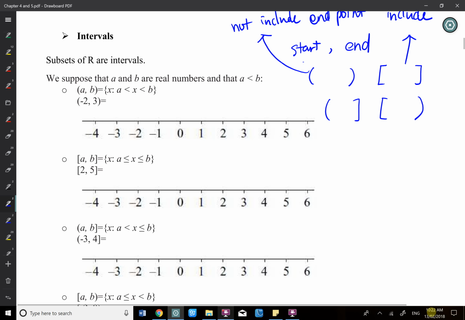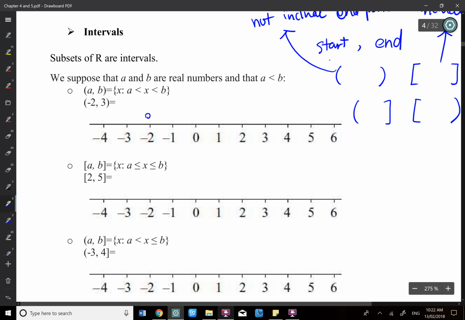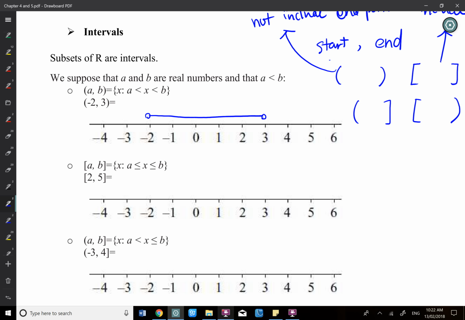Look at the first one. Its start point is negative 2. Its finish point is 3, but with a round bracket, which means not including that. So I will draw negative 2 to 3, not including both ends, and then a line on the number line. So any number in between negative 2 and 3.